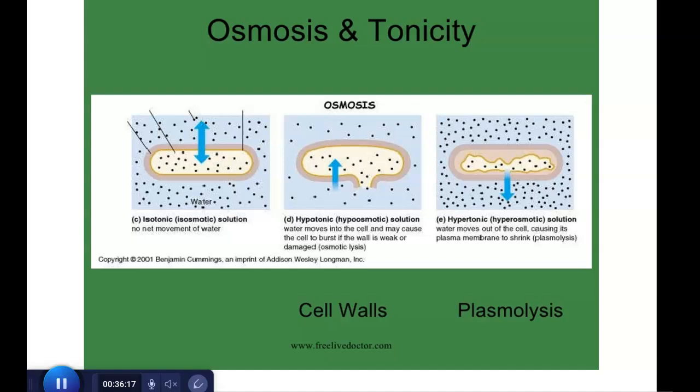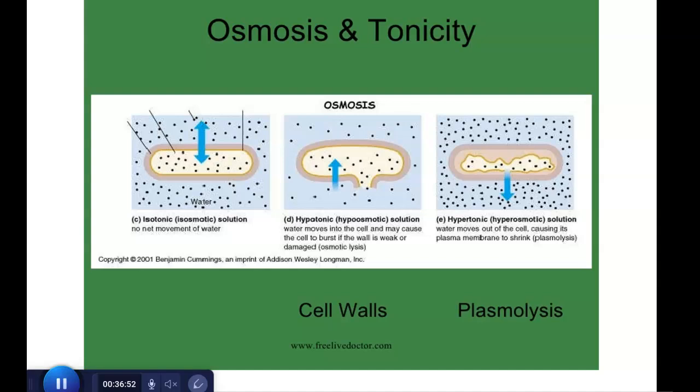If we were to put a cell, a bacterial cell, or even a eukaryotic cell in a hypotonic or hypoosmotic solution, that means that there is going to be more water outside of the cell. Water is going to move from an area of high concentration to low concentration. So since there's more water outside than inside, that water will actually move in and the cell would start to swell. And with our red blood cells, if we were to give somebody an IV with, let's say, water, those red blood cells would actually lyse.